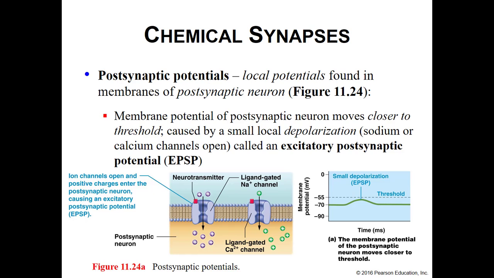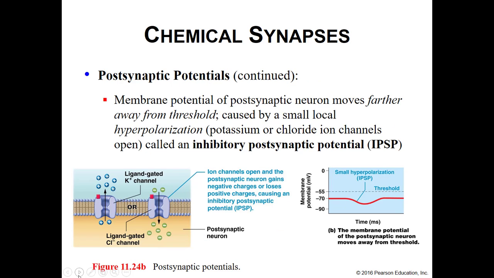So we just talked about chemical synapses in the previous video, and now we're going to look at what types of potentials are generated in those chemical synapses. So with that postsynaptic potential, you can have an excitatory postsynaptic potential that moves you towards threshold by opening ion channels that allow positive ions to flow in. You can also have inhibitory postsynaptic potentials that allow positive ions to flow out or negative ions to flow in.